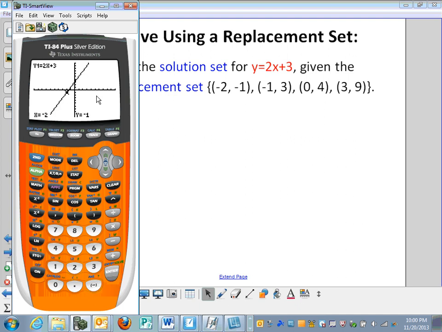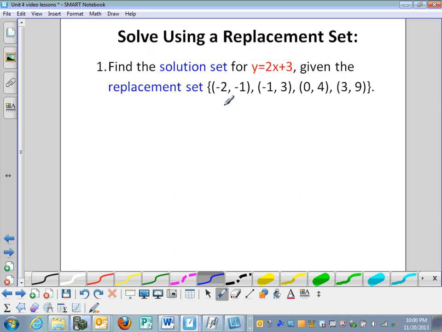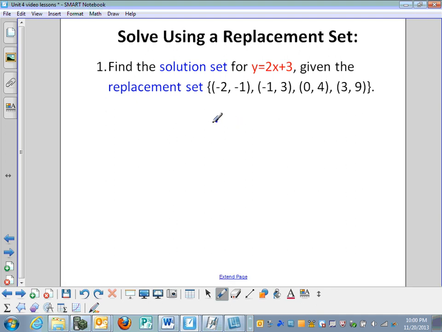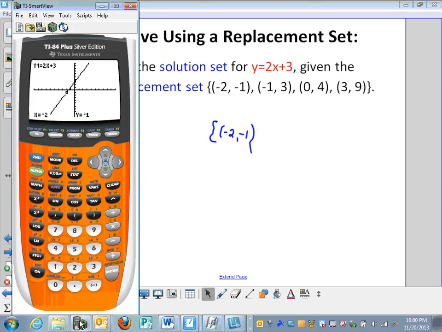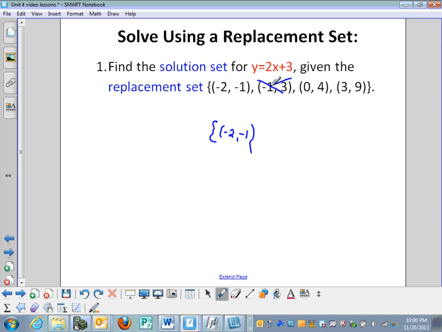Negative 2, negative 1 is a point on the line, so that is part of the solution set. We'll start writing our solution set here: curly bracket, and then the ordered pair (-2, -1). Now we're going to type in the x value of negative 1. Enter. (-1, 1) is a point on the line, not (-1, 3), so that's not part of our solution set.